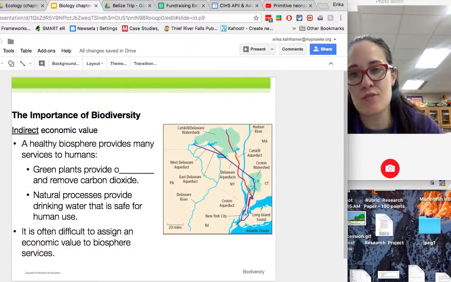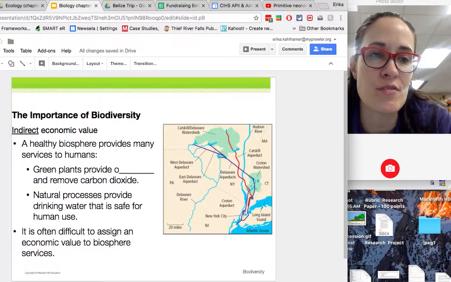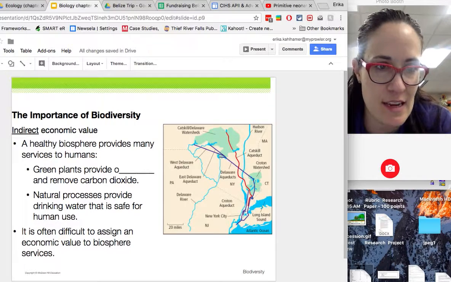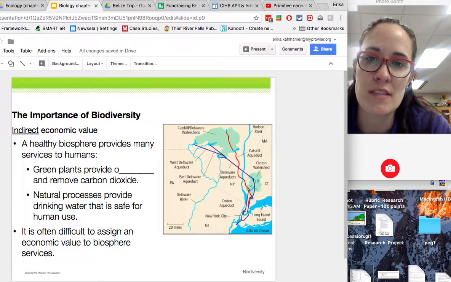Other value, direct or indirect economic value. So this isn't the value that you readily see, but it's very important.